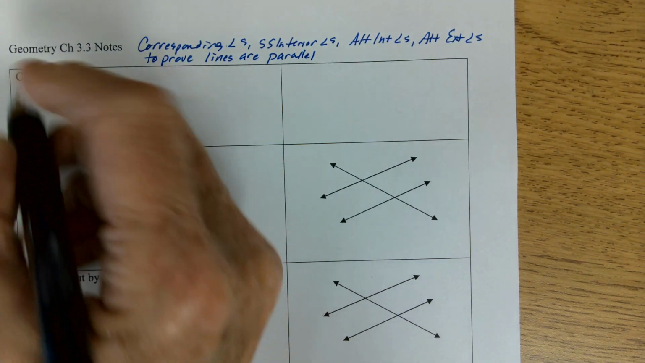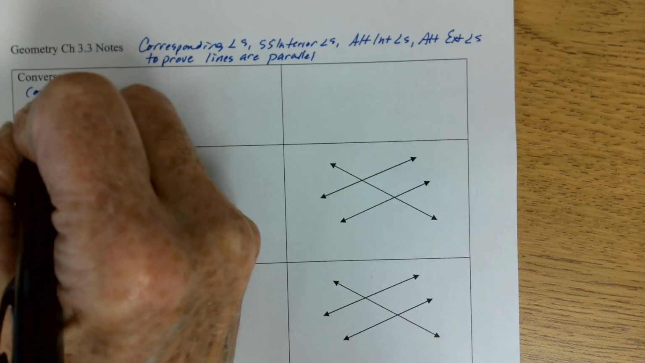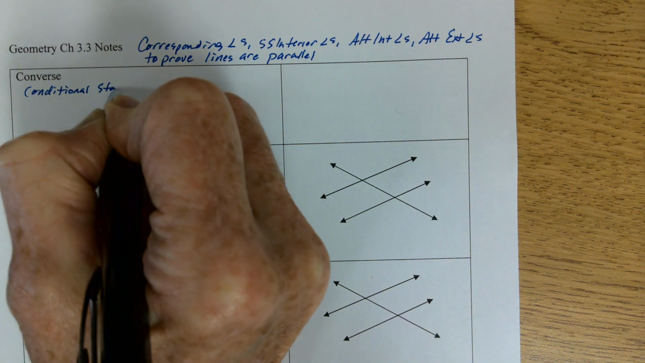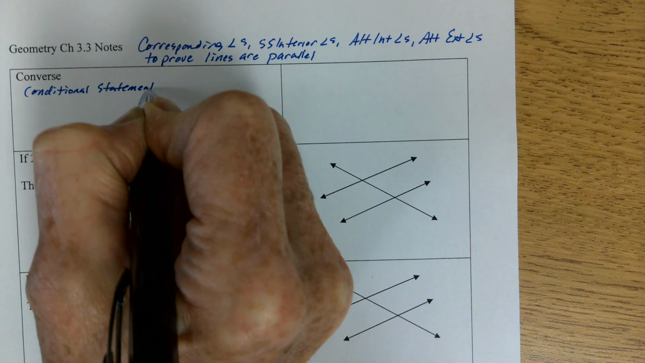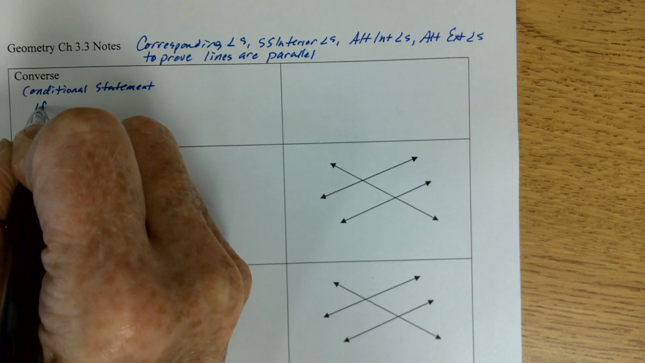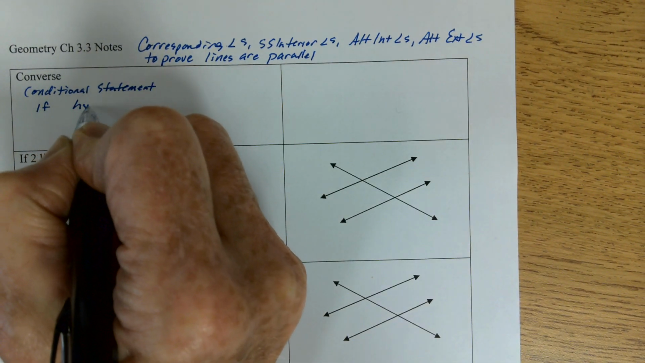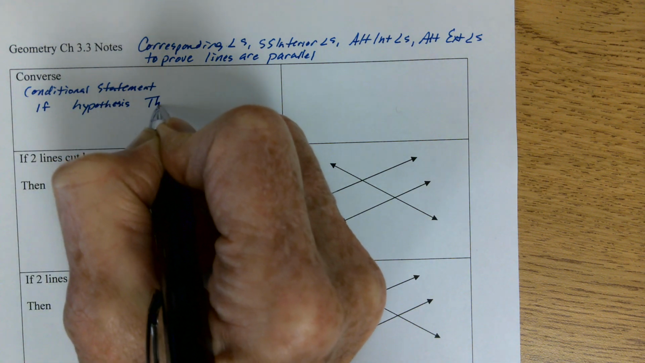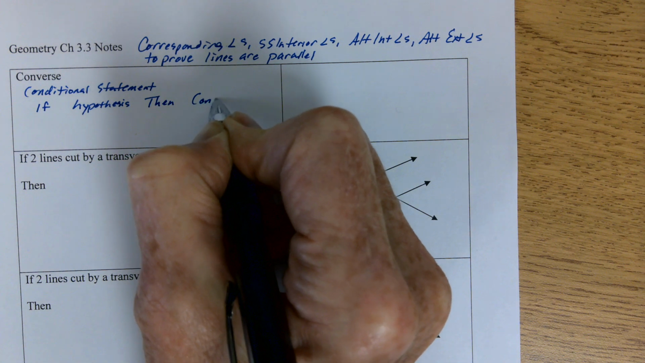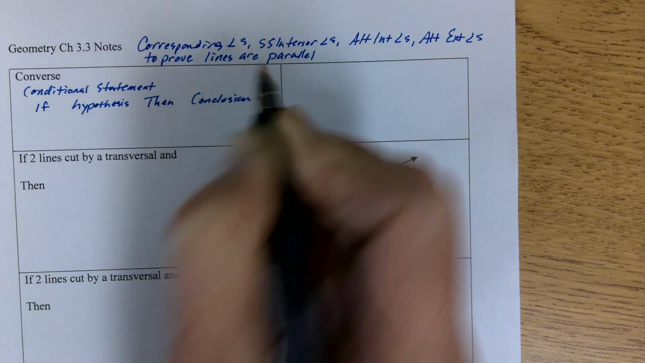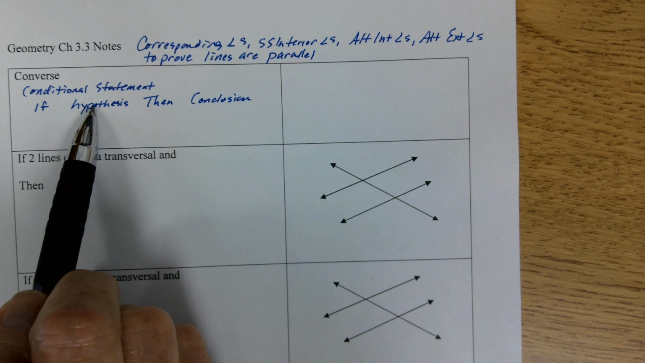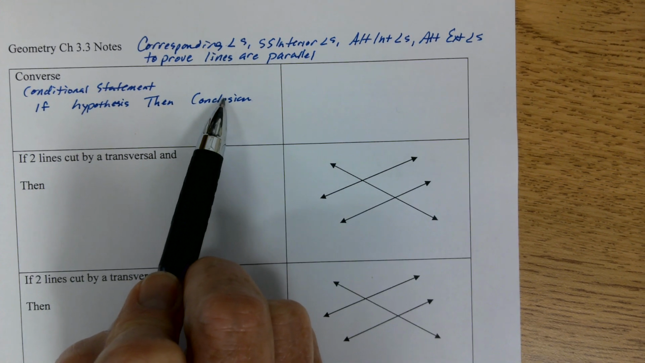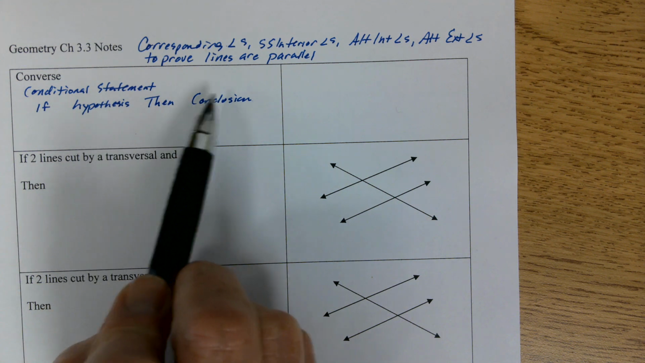Okay, converse. We have been doing conditional statements for theorems. A conditional statement is if some hypothesis, then some conclusion. So we've been saying if two lines are parallel and cut by a transversal, then corresponding angles are congruent. That's what we've been doing.